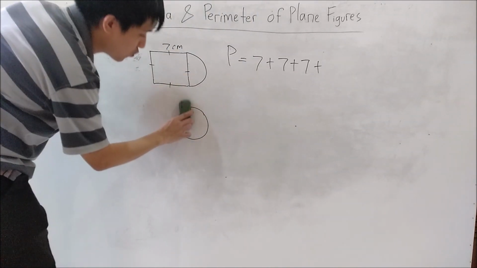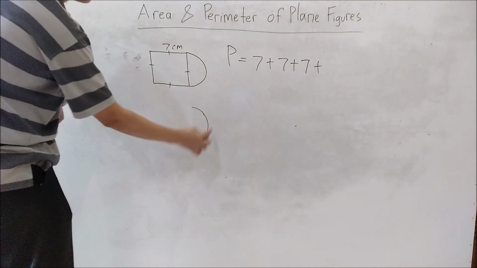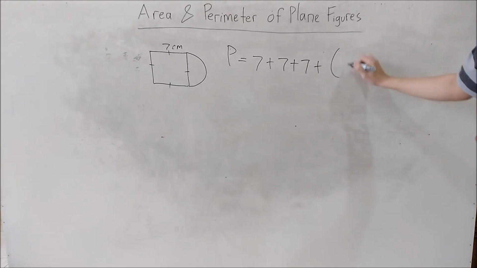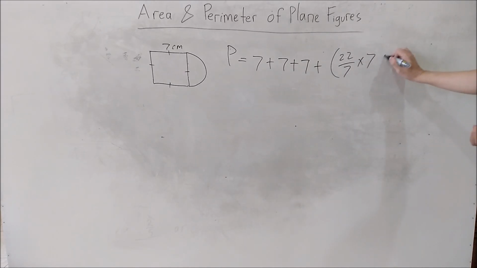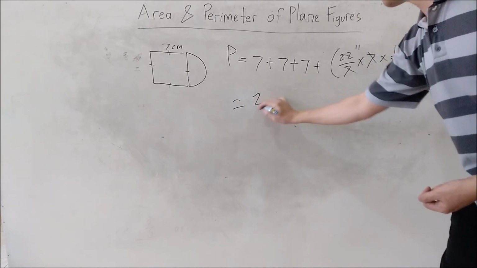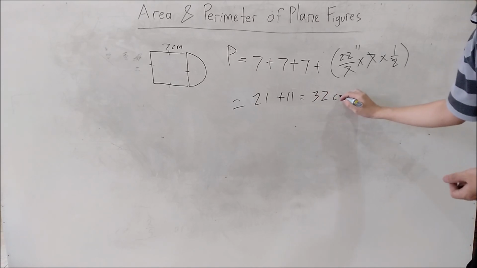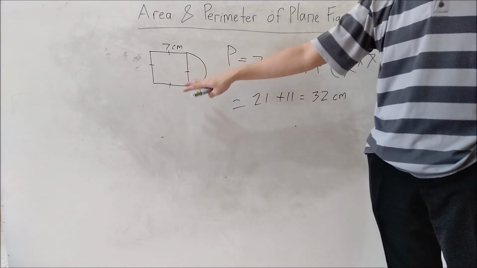For the half circle, it is pi d times half. The pi is 22/7, the diameter is 7, times half. When you cross this and then you cross this, you will get 11 here. So you will get 7 times 3, 21, plus 11, and then you get 32 centimeters for the perimeter of the composite figure.